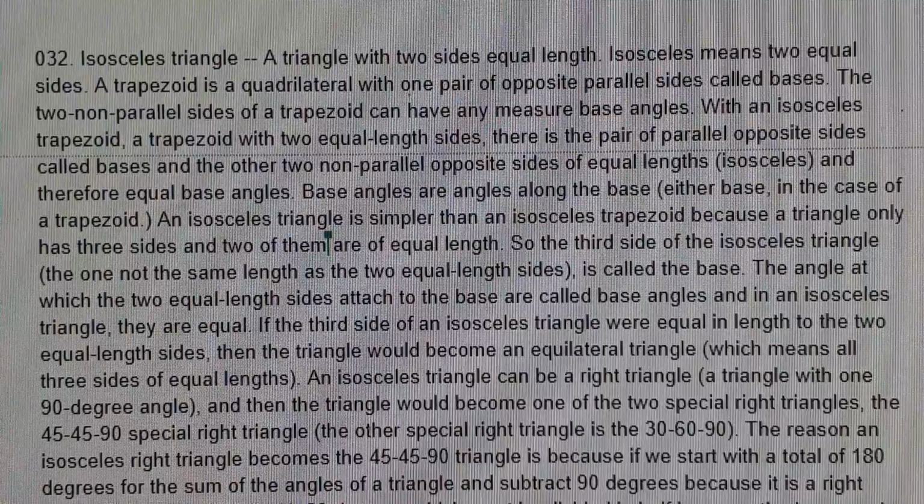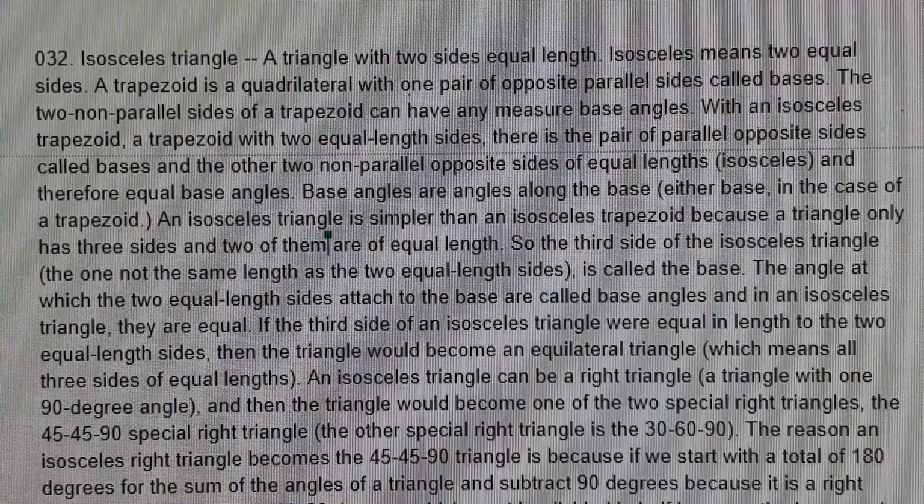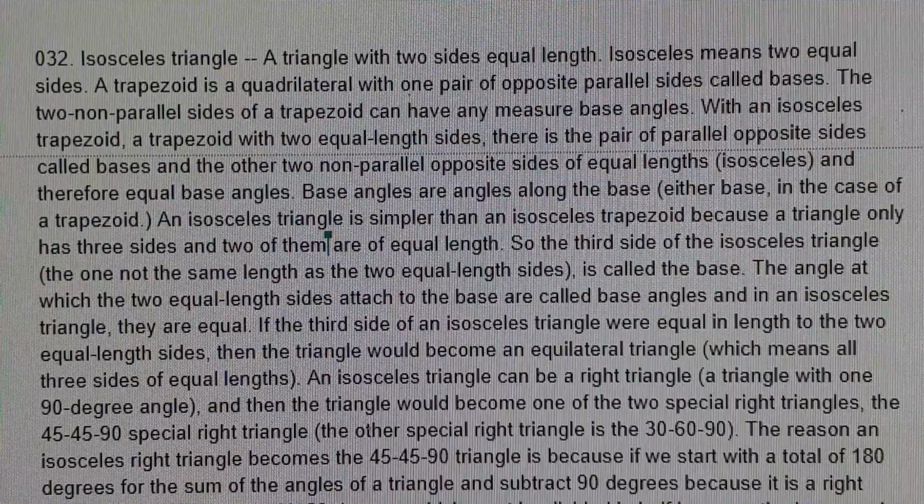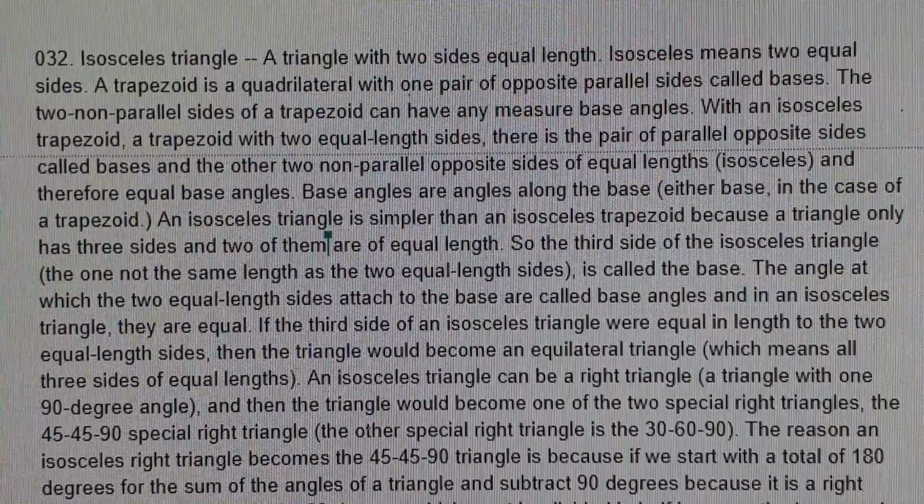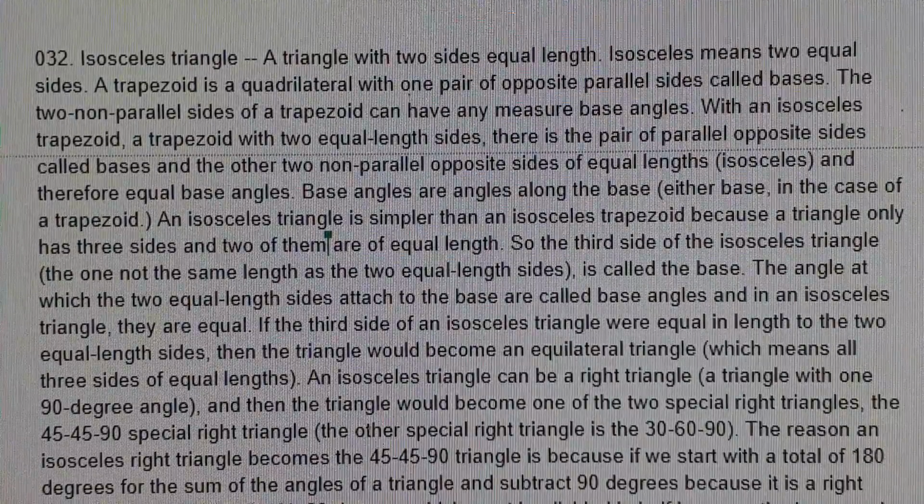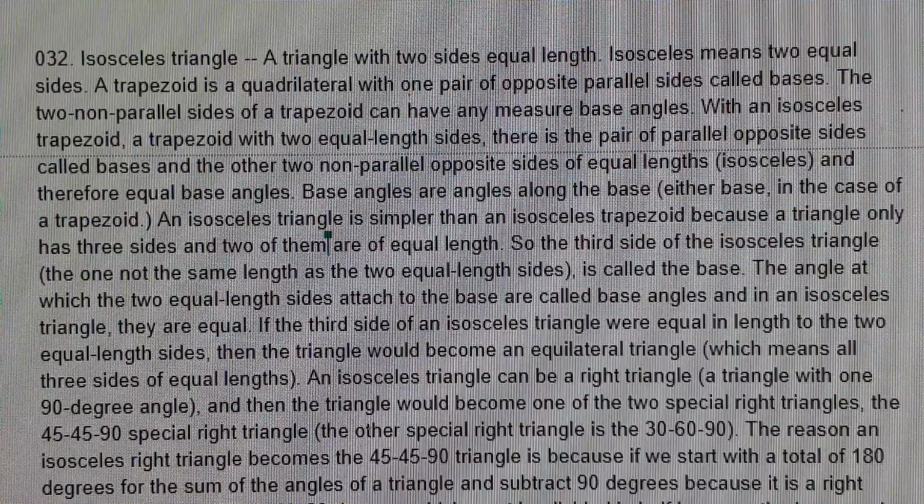If the third side of an isosceles triangle were equal in length to the two equal length sides, then the triangle would become an equilateral triangle (which means all three sides of equal lengths). An isosceles triangle can be a right triangle (a triangle with one 90-degree angle), and then the triangle would become one of the two special right triangles, the 45-45-90 special right triangle (the other special right triangle is the 30-60-90).